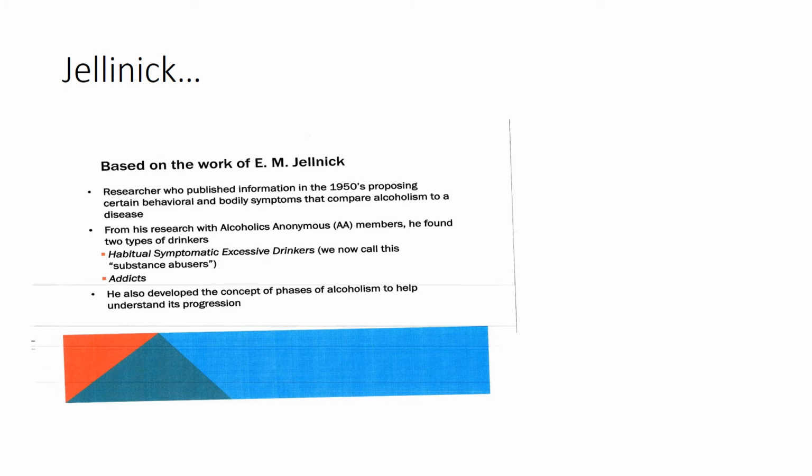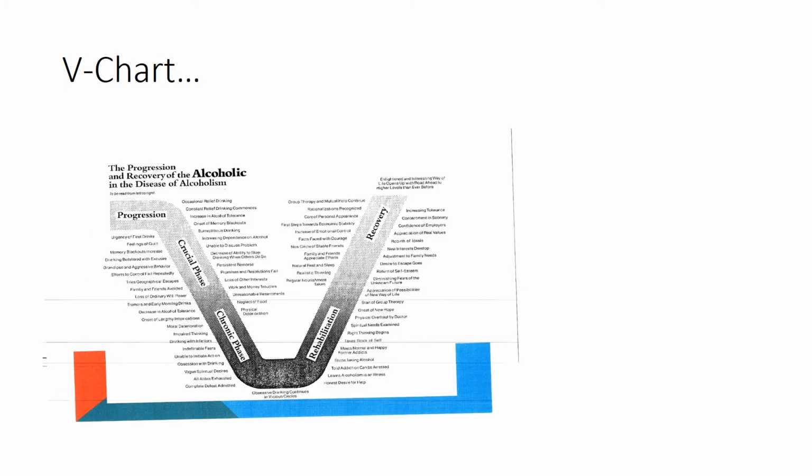Jellinek also developed different phases of alcoholism to help understand its progression. The next slide shows a graphic similar to Jellinek's ideas. At this point, please get out your printed copy of the Jellinek curve. Beginning from the left side, notice the V shape, which starts with the progression of alcoholism and ends with recovery for some people. Included in the slide are things like increase in tolerance, feelings of guilt because of use, physical deterioration, loss of interest, and obsessive drinking. Now, take a moment to look over the handout, Jellinek curve.